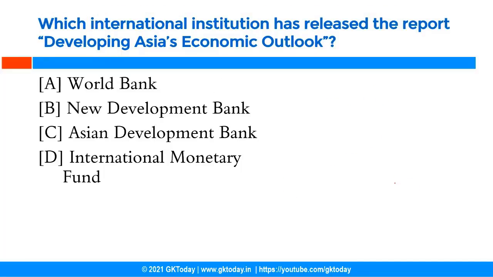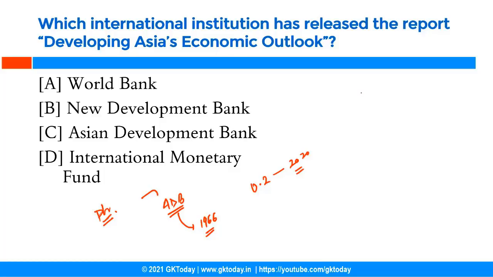Next question is, which international institution has released the report Developing Asia's Economic Outlook? So, this report has been released by Asian Development Bank. As per the report, the Asia's economy shrunk by 0.2% in 2020. Now, it is recovering. Now, please note that ADB, that is Asian Development Bank, was established in 1966. The headquarters of Asian Development Bank is in Manila in Philippines.